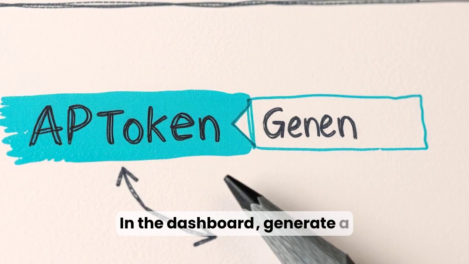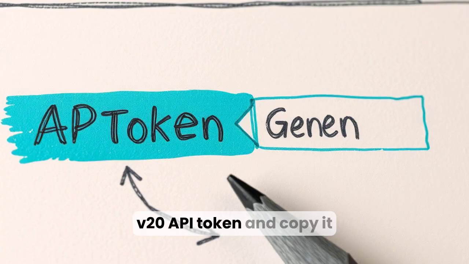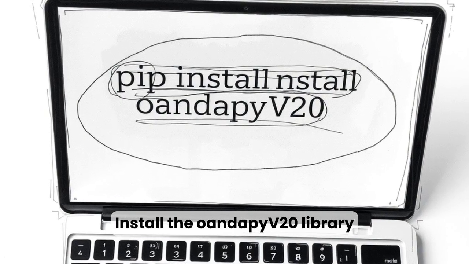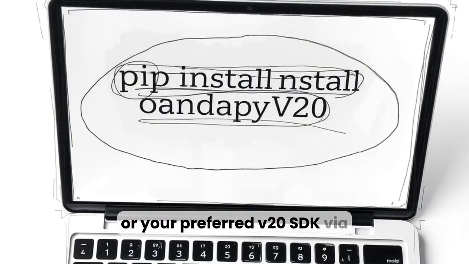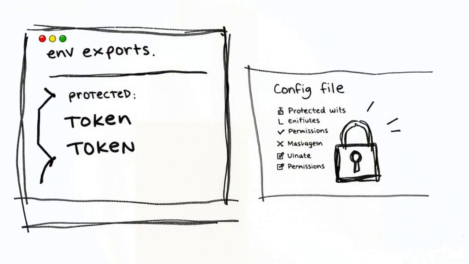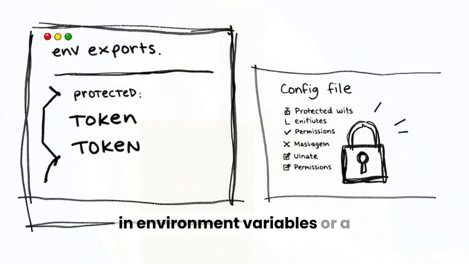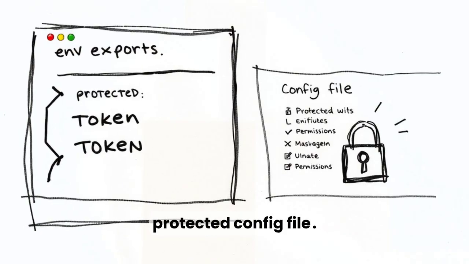In the dashboard, generate a v20 API token and copy it securely. Install the OANDA v20 library or your preferred v20 SDK via pip. Store account_ID and API_token in environment variables or a protected config file.